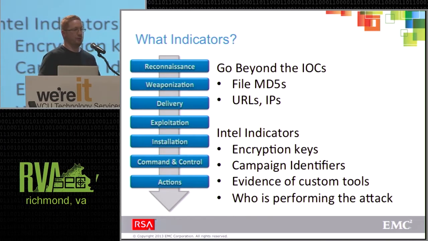And what IOCs do is take these high-level indicators, such as file MD5s or certain network IP addresses or certain domain names, and say, these are known bad. If you see these before, block them. Well, that's great, but they change all the time.